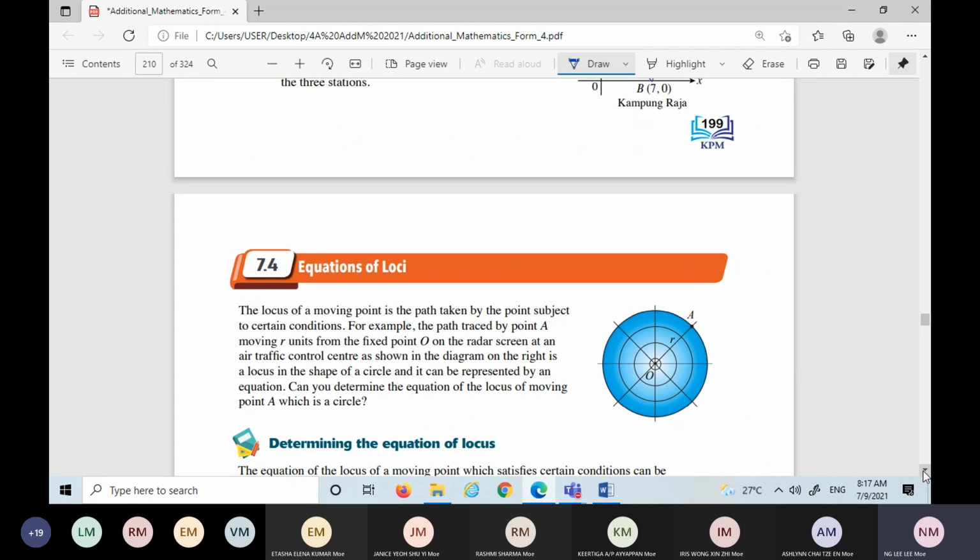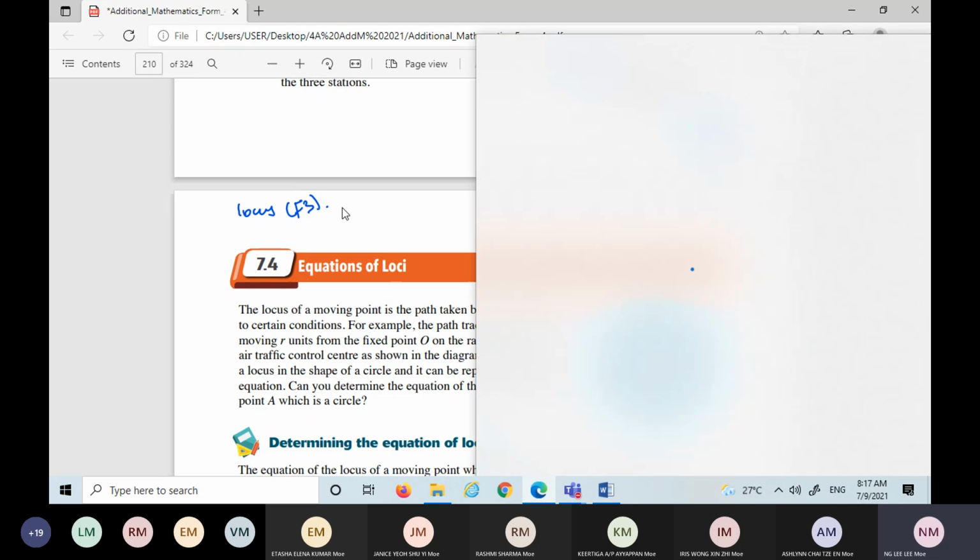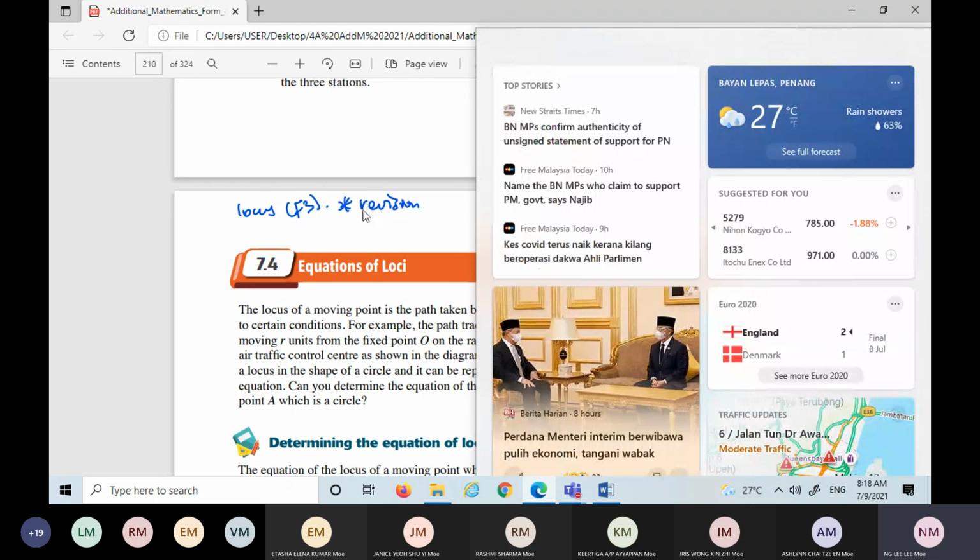You have learned this locus, or the loci, during your Form 3. Please do your revisions before I start this next week: equation of a loci. So this one you go and do revisions by yourself, please.